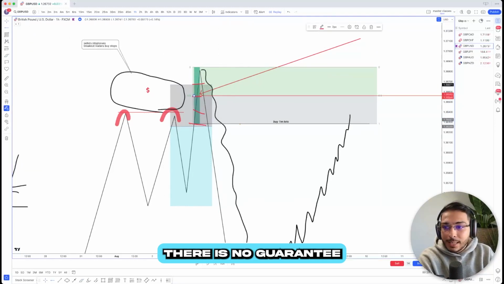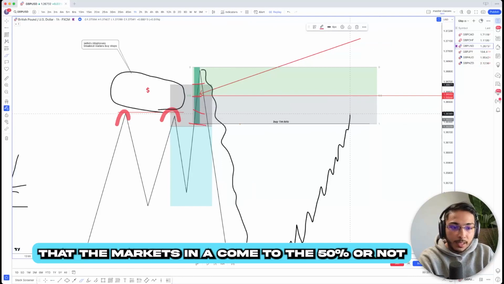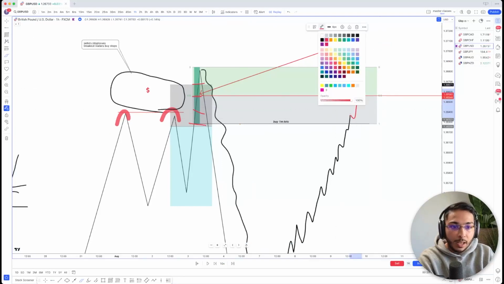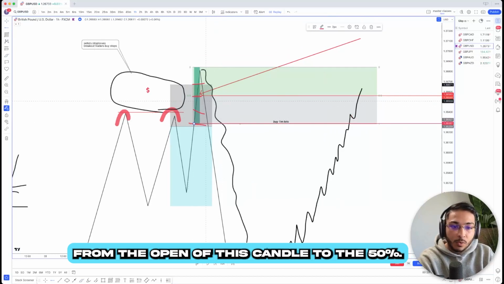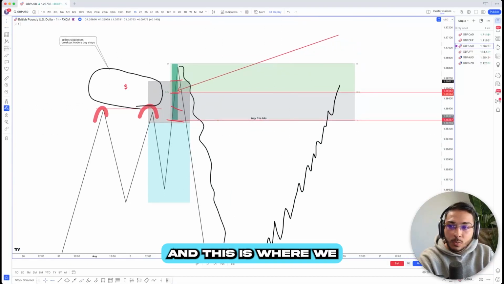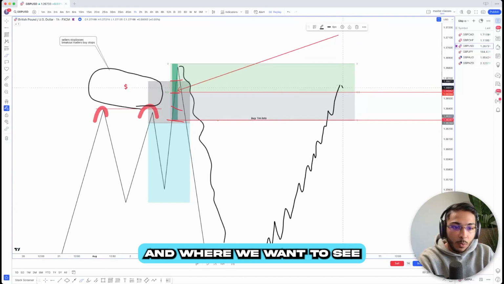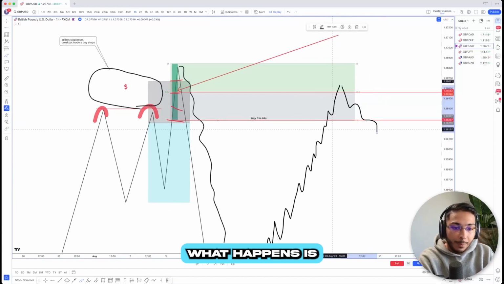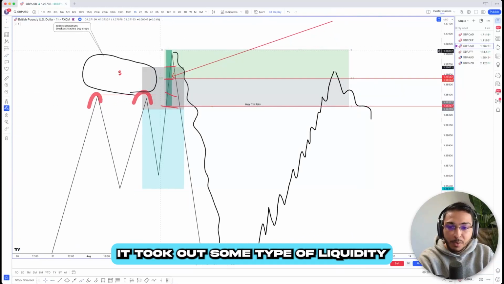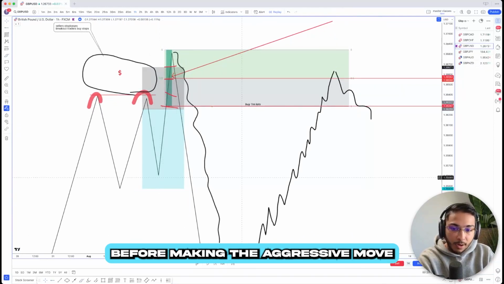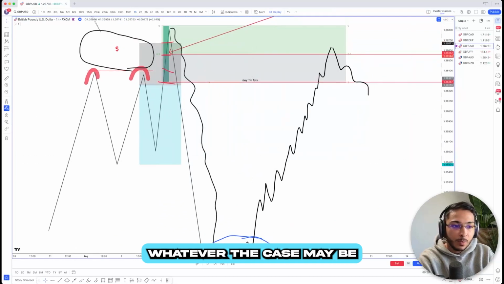There's no guarantee when we're trading order blocks that the market's going to come to the 50% or not. But what we like to do is create a zone from the open of this candle to the 50%. And this is where we want to look to get in and where we want to see price start to mitigate. What happens is, if the order block is a solid order block, it took out some type of liquidity before making the aggressive move, changing direction, whatever the case may be.